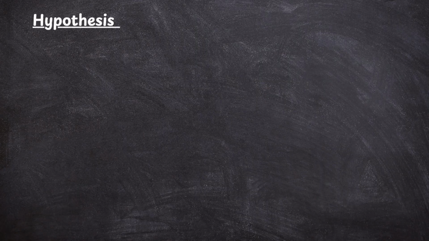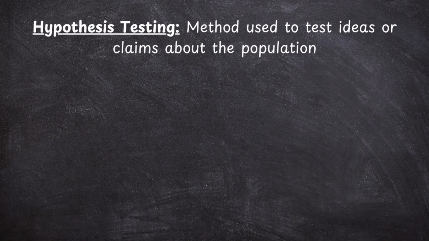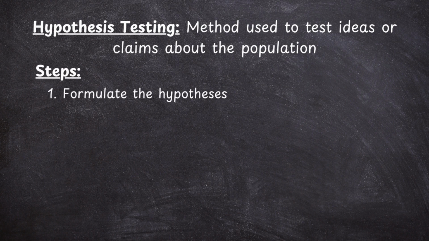Now that we've covered sampling techniques, let's talk about hypothesis testing. Hypothesis testing is a method used to test ideas or claims about a population. The first step in hypothesis testing is forming a hypothesis. When forming a hypothesis for a hypothesis test, we first start with a claim and what we want to test. So if we go back to that loyalty program example that I mentioned at the beginning of the video, in this case, we want to test if being part of a loyalty program has an effect on a customer's spending.